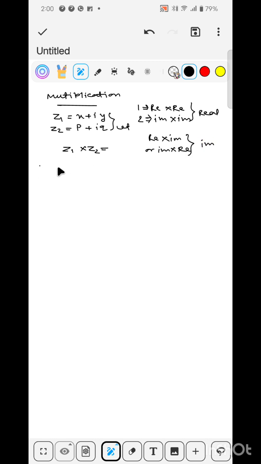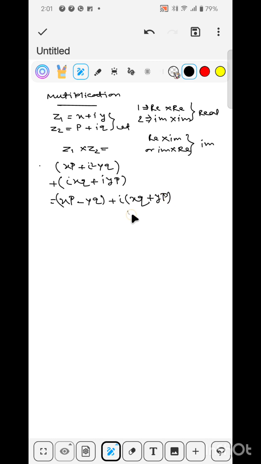That means xp plus i square yq. This part is the real part of z1 z2, and the imaginary part of the multiplication or product is i xq plus i yp. That means xp minus yq plus i xq plus yp. i square equal to minus 1.